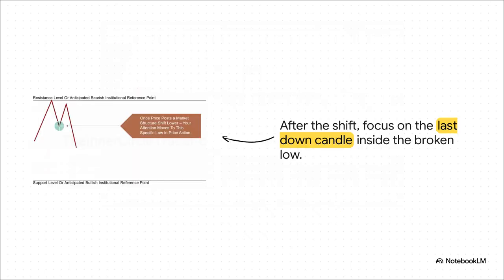So once we get that market structure shift, that confirmation we were talking about, we can really start to zero in. We're going to look at that short-term low that just got broken, and we're looking for one very specific thing, the last down candle right before that little trap rally began. That single candle becomes our new point of interest. It's the high-precision spot we're going to be watching for an entry.